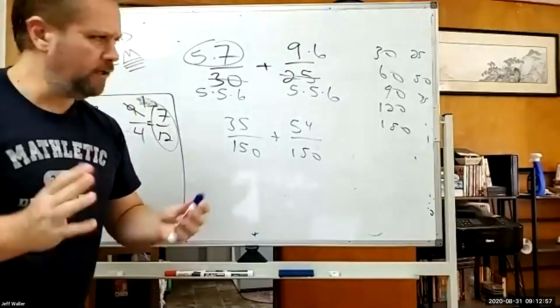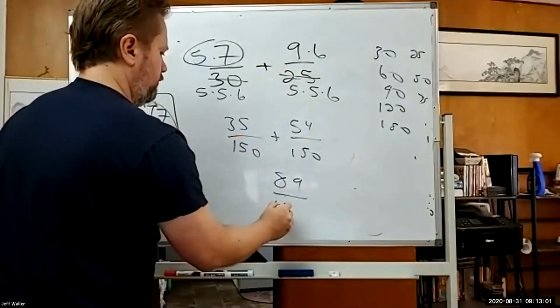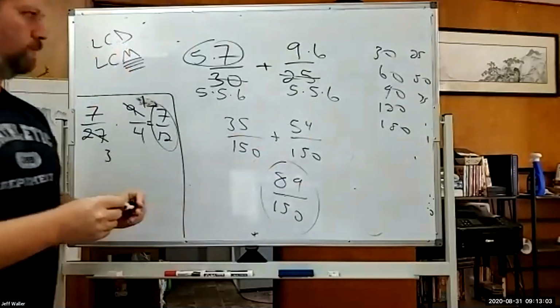All right, is that all right? And then of course you just combine these. What do you get? 89 over 150, which doesn't look like it reduces.